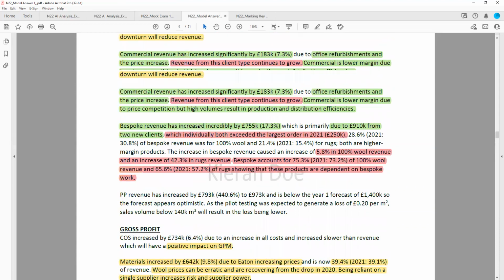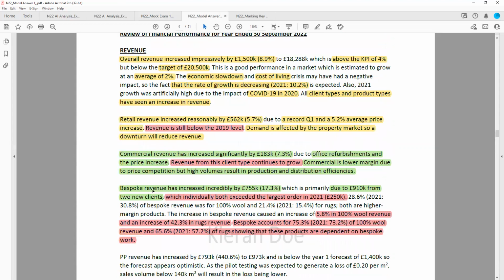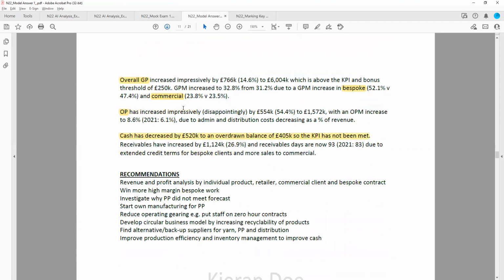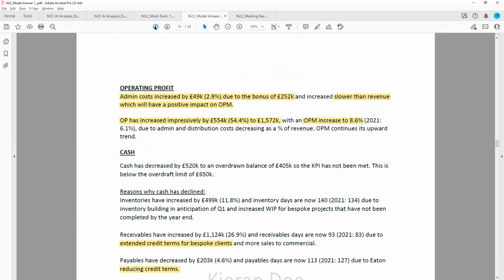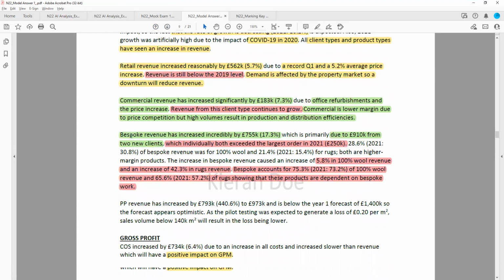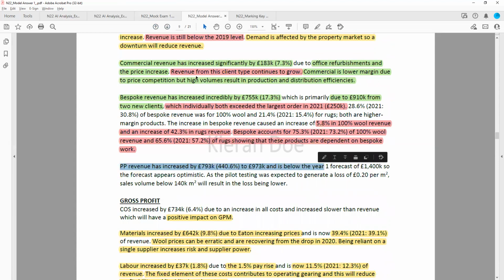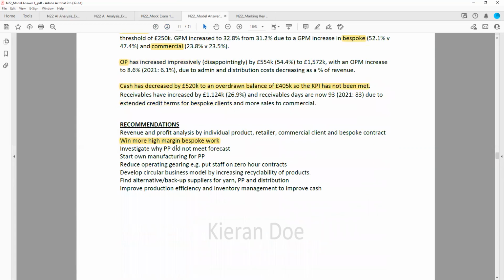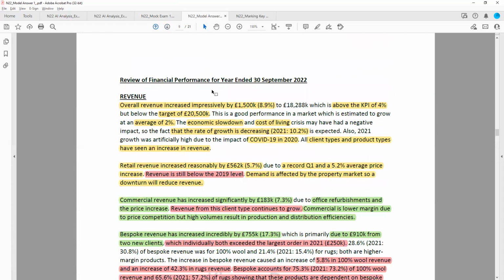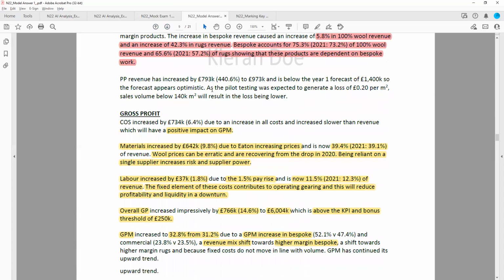So, what has happened in the year? Well, we know that they've won more bespoke work, and that's higher margin, and that's boosted the profit margin. So a sensible recommendation could be win more high margin bespoke work. That would be one. We know that PP didn't meet the forecast, so we could investigate reasons why it didn't meet the forecast. So try to keep these focused on what's actually happened during the year.